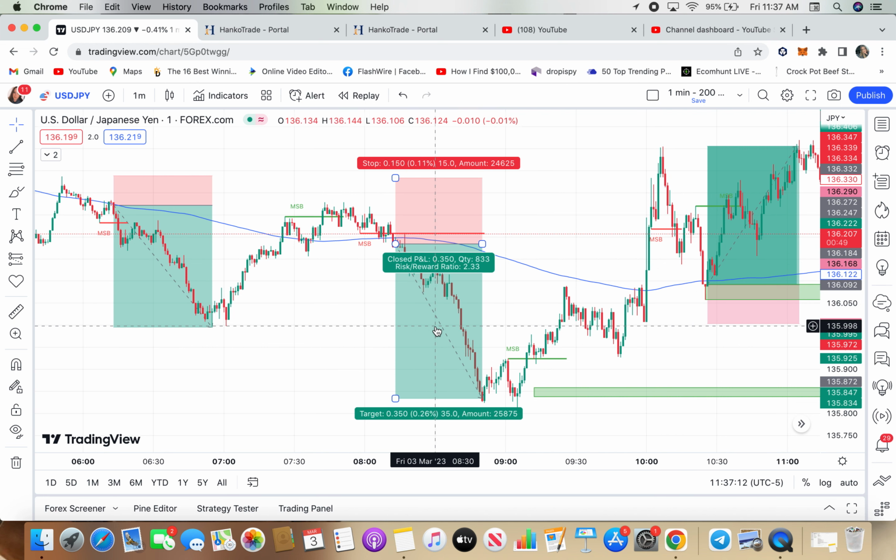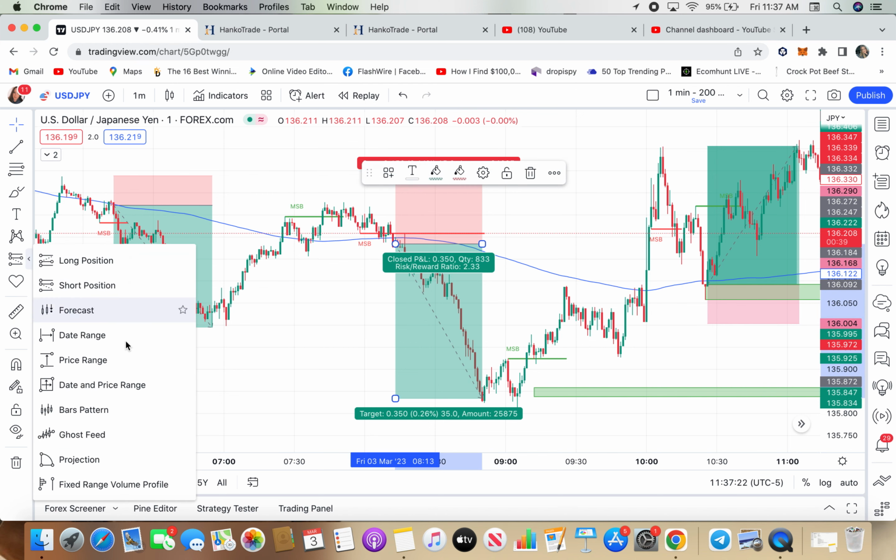So 35, if you can take 35 pips. Now, if you're going to put 3 lots on this, there's $30 a pip. Times 35, there's $1,050 right there. Now, let's see how long this trade would have taken.